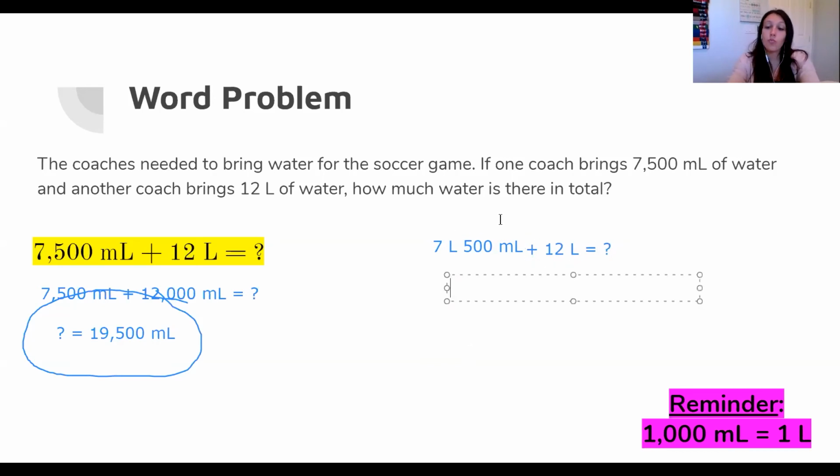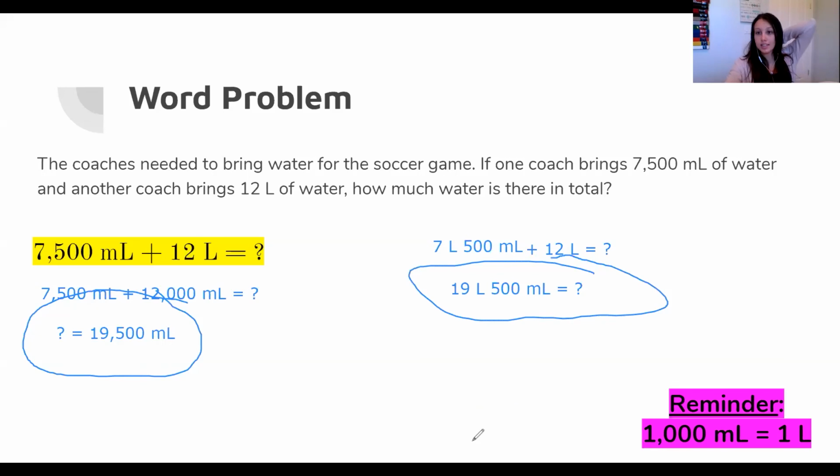So if we add this, we need to add the liters first. So what's 7 liters plus 12 liters? 19 liters, right? And then we have 500 milliliters left over, so we're just going to leave that. And that is our answer, equals our question mark. So both of these can be our answers. I'm going to circle this one, that way you guys can see it a little better. So we can either have an answer of 19,500 milliliters, or we can have 19 liters and 500 milliliters.